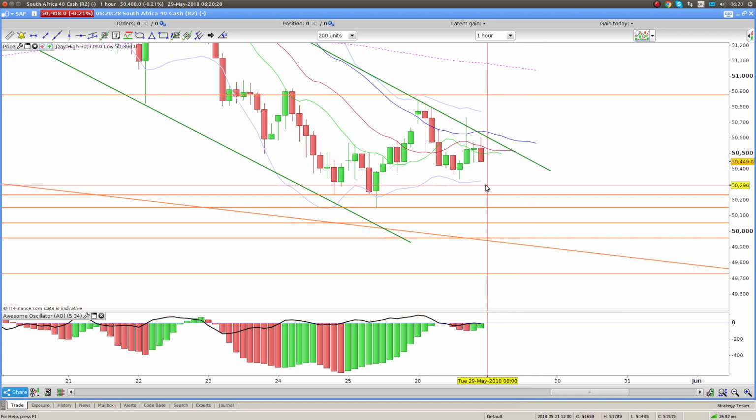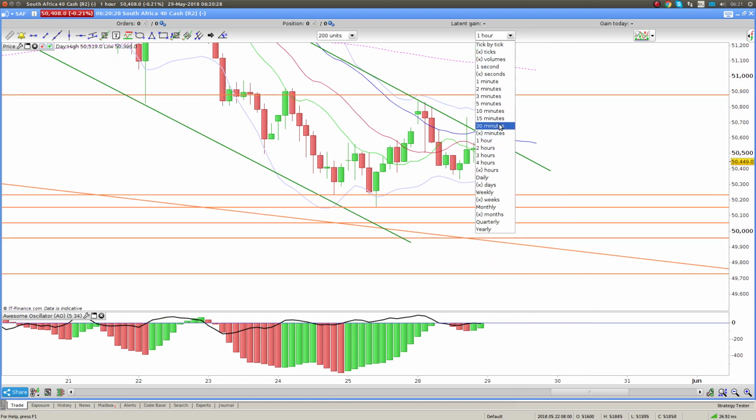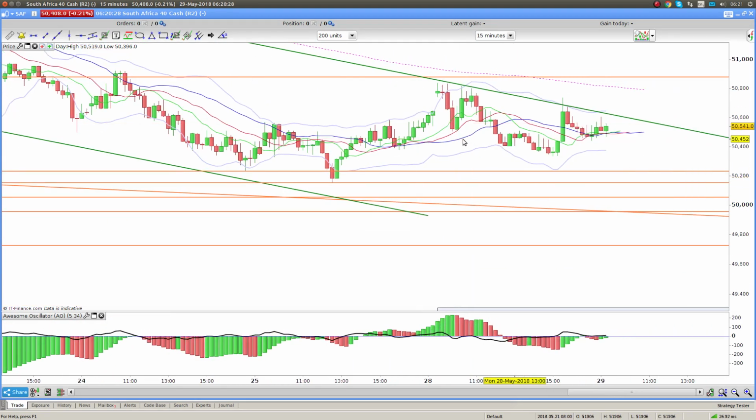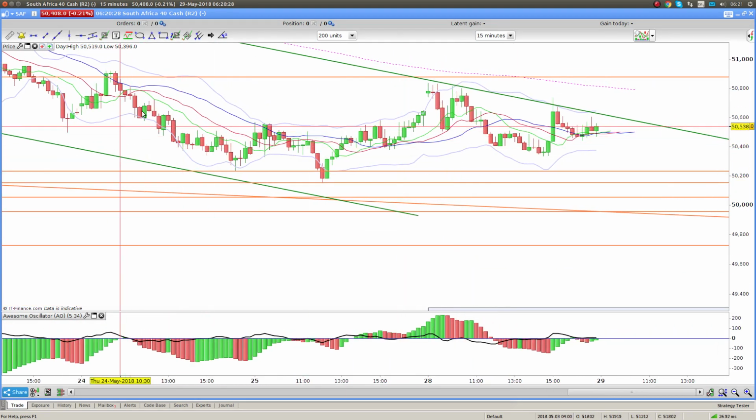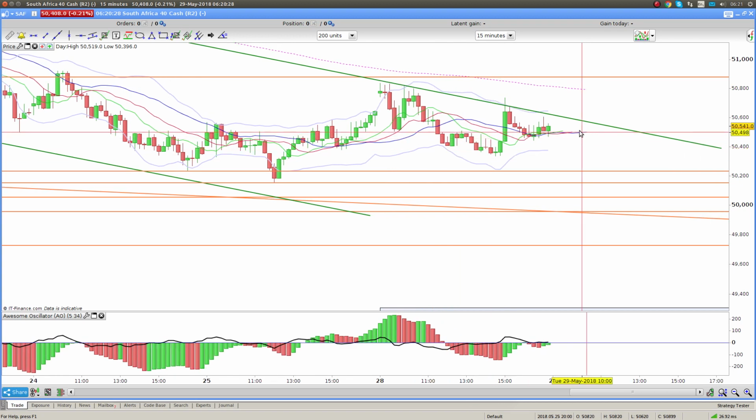So that's kind of the way that I'm going to play this. We'll wait to see what happens here. If we do start getting something on the 15 minutes, then we'll take that trade. But yeah, you can see we're very much sideways the whole of yesterday. So we'll take this trade.